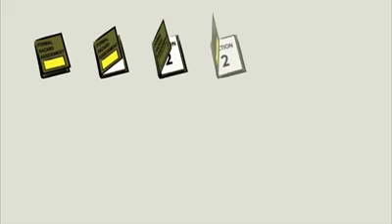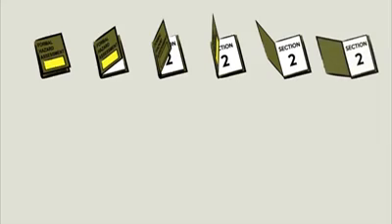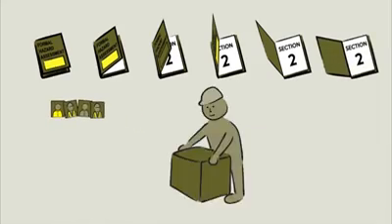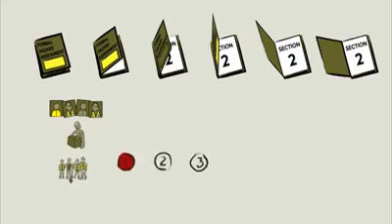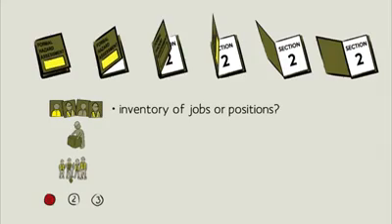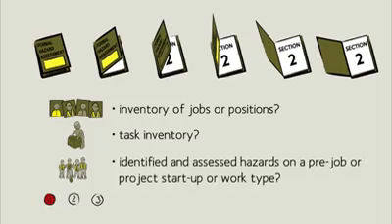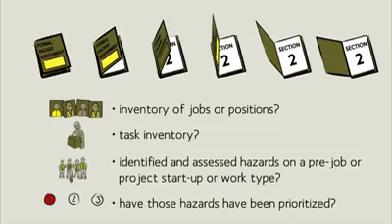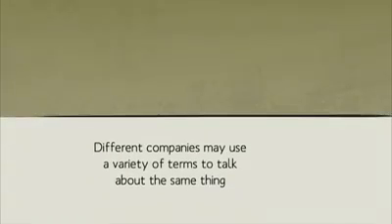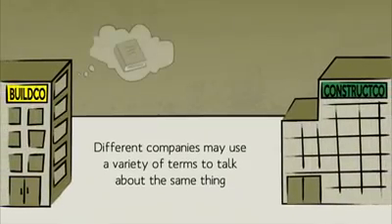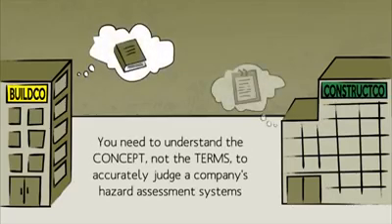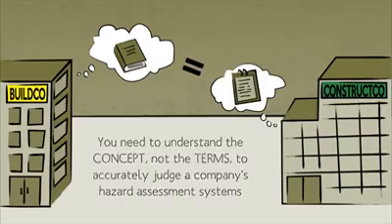In Section 2 of the ACSA's Health and Safety Standard Audit document, auditors are asked to score a company's hazard assessment system based on whether they have an inventory of jobs or positions, whether they have a task inventory, whether they have identified and assessed health and safety hazards on a pre-job or project startup or work type, and whether those hazards have been prioritized. Different companies may use a variety of terms to talk about the same thing. You need to understand the concept, not the terms, to accurately judge a company's hazard assessment systems.